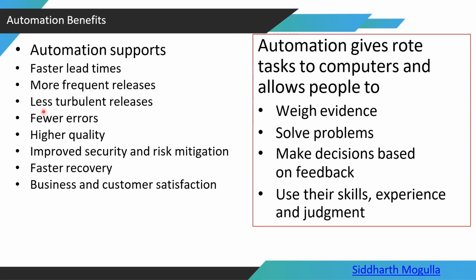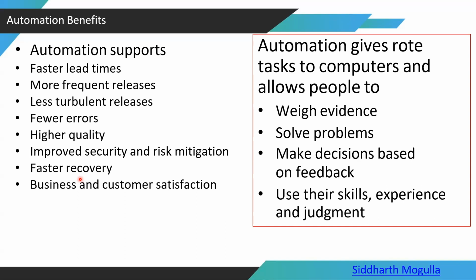It also has less turbulent releases. Before using DevOps, there was a process which would take a lot of time, and there would be a lot of glitches in the software release process. Now you can do it without any turbulence, with very few errors, and deliver high quality software. There is also security and risk mitigation, and faster recovery of your application if it goes into an issue. For that you have blue-green deployment, which I will explain in the upcoming classes.